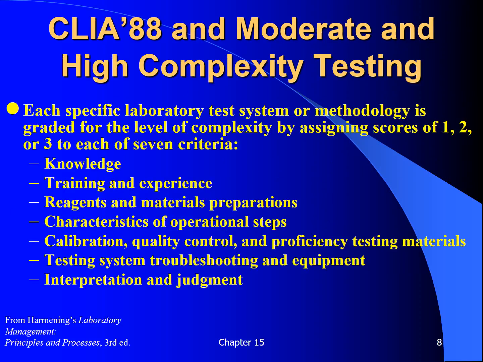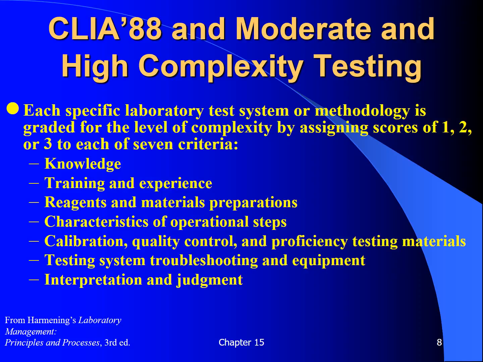These criteria are considered key elements to perform a test correctly. A score of 1 indicates the lowest level of complexity, and a score of 3 is the highest level when applying scores to the 7 criteria.